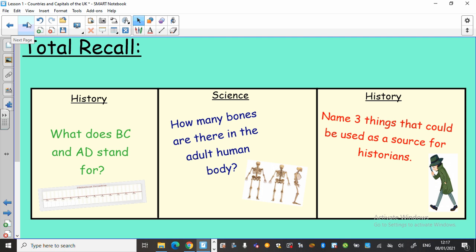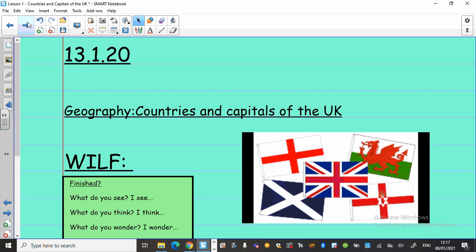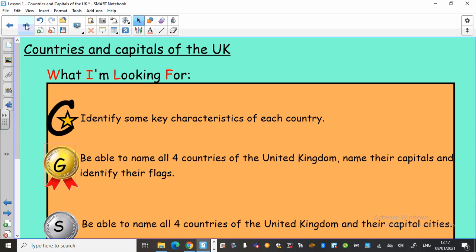Let's move on to today's lesson. We are going to be looking at the geography of the United Kingdom, the place that we live in, during this term. Today we're going to be looking at the countries and capitals of the United Kingdom, because it's so vital that we know those key facts in order to move on and learn some more stuff.